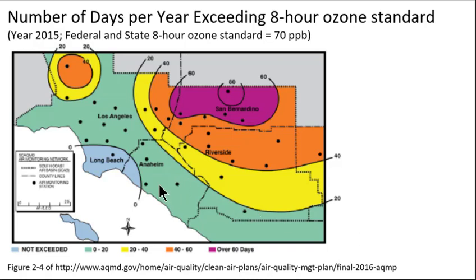Further west, we see less exceedances, between 0 and 20. This is because the sea breeze pushes the polluted air emitted eastward. So although there are more emissions in the western and central basin, there are less exceedances of concentration standards.